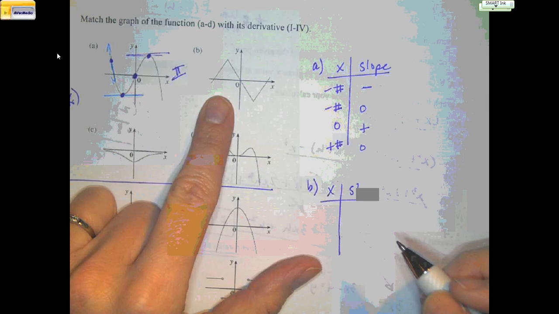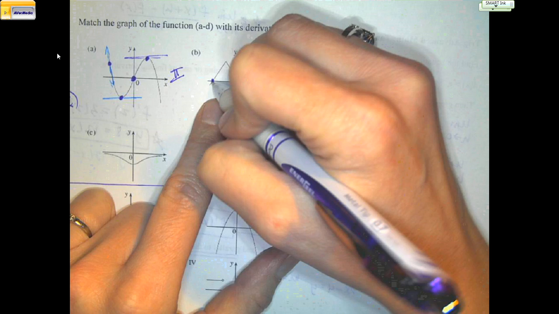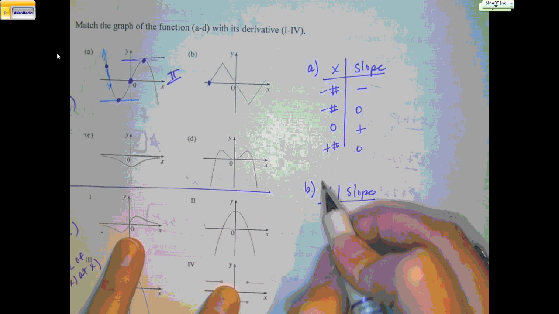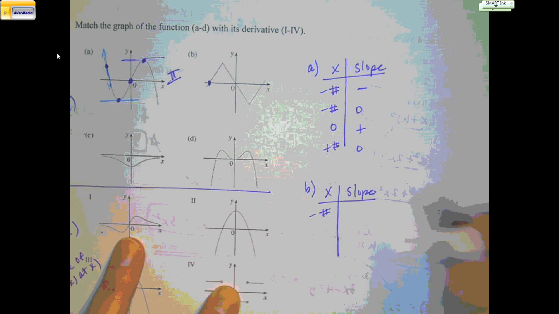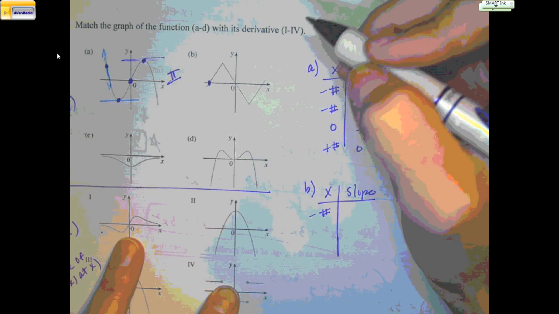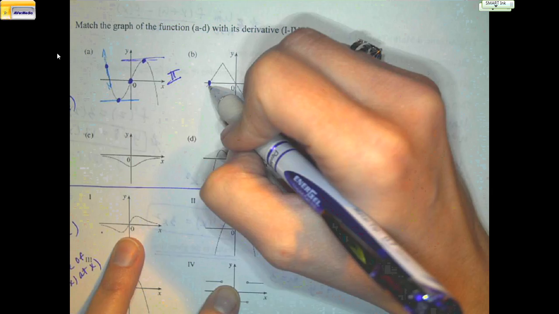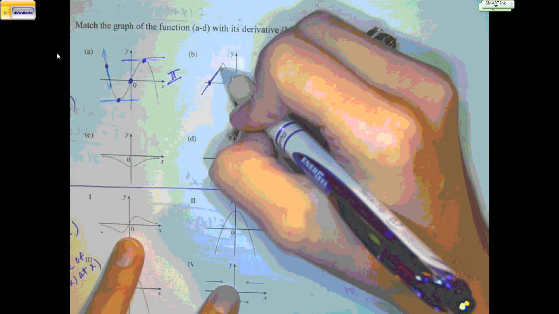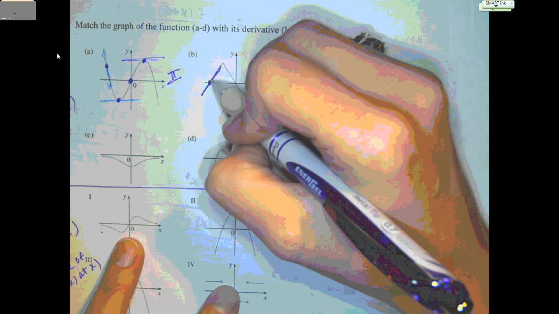Letter B. This point right here. Is x a positive or negative number? Just some sort of negative number, right? Let's talk about this slope, the slope that's tangent to this line right here. What can you tell me about that slope as you go up and approach that peak?